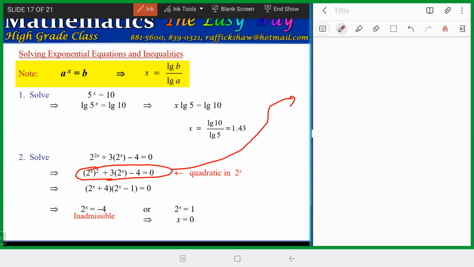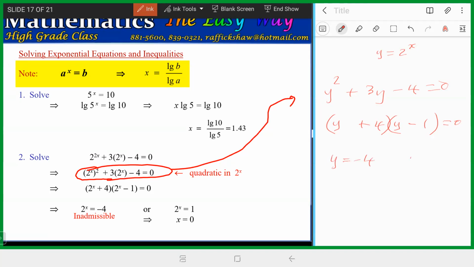instead of leaving it with the 2 to the x, they would write y squared plus 3y minus 4 equals 0. They are making y equal 2 to the x. But I don't want the 2 to the x to confuse them. And then you factorize this, so you normally factorize a quadratic. y, 4 and 1, plus and minus. And you will get y equals minus 4, y equals 1. But the y is 2 to the x. So you come back getting 2 to the x equals minus 4, 2 to the x equals 1.